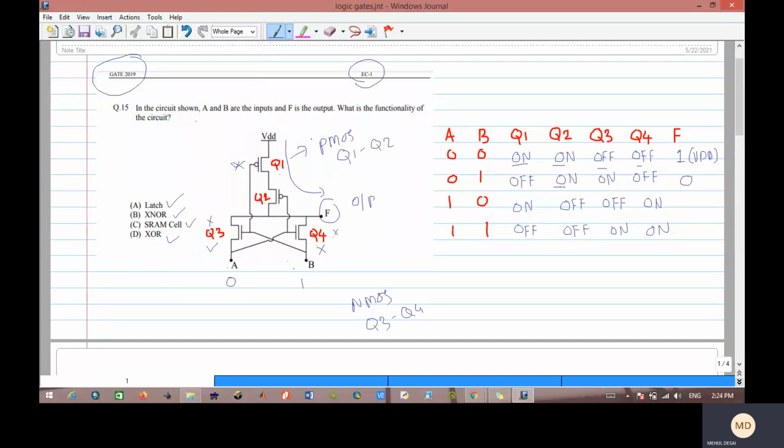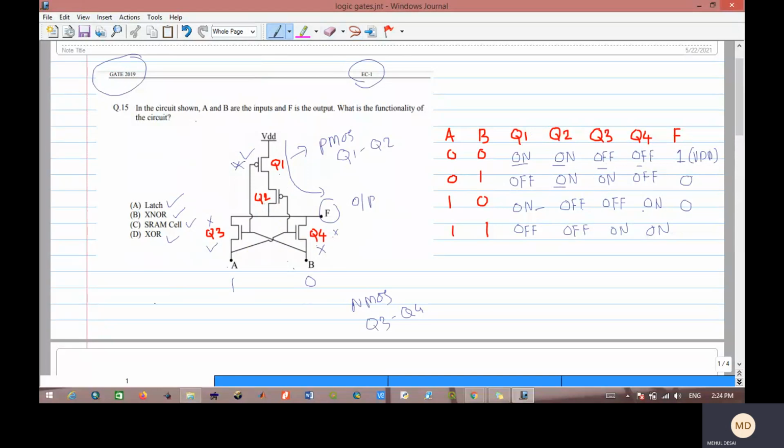Now similarly, when 1 and 0 is applied, here this one is 1 and this one is 0. Q1 is on but Q2 is not on, and because of that we are not getting the output at F. So here also the output is 0.